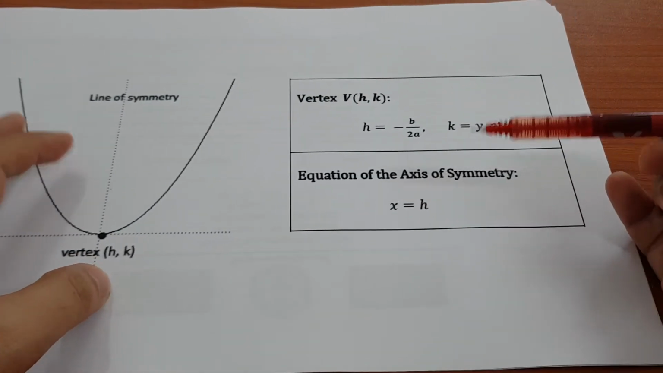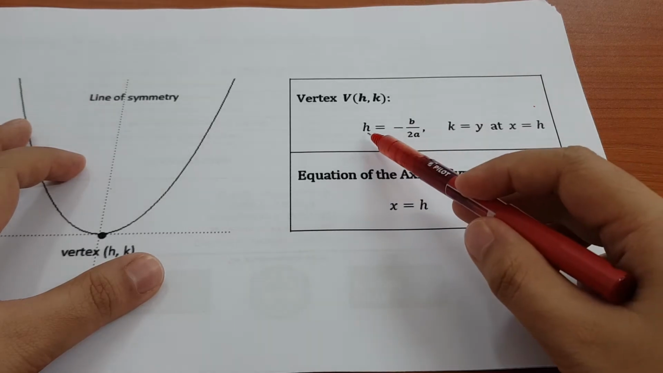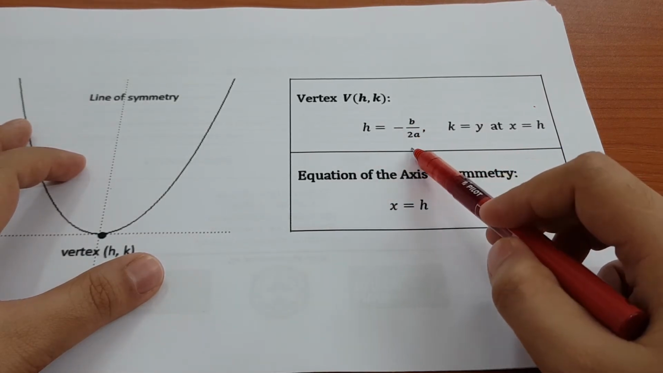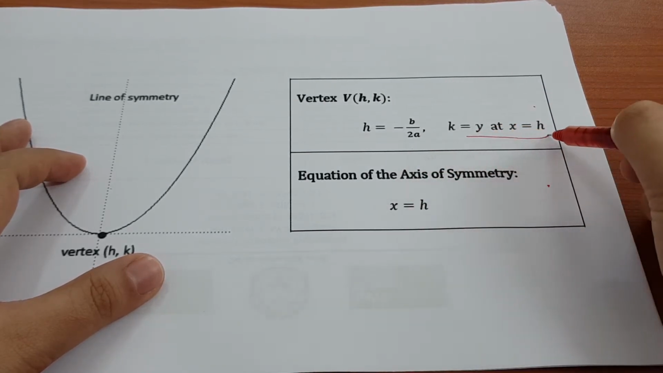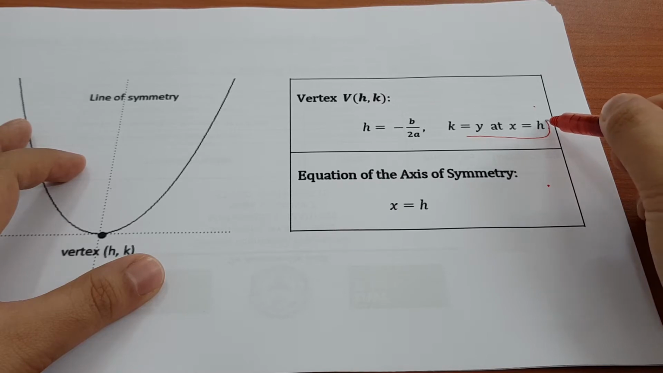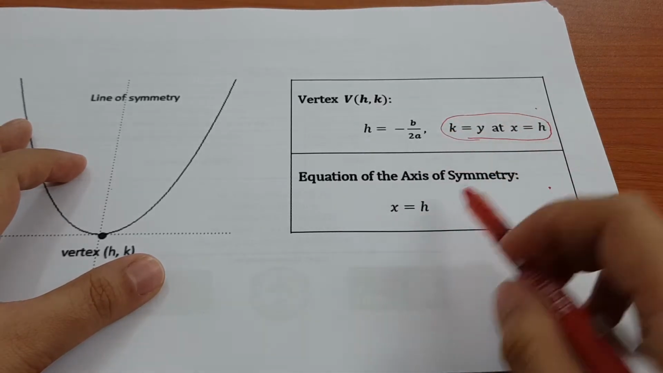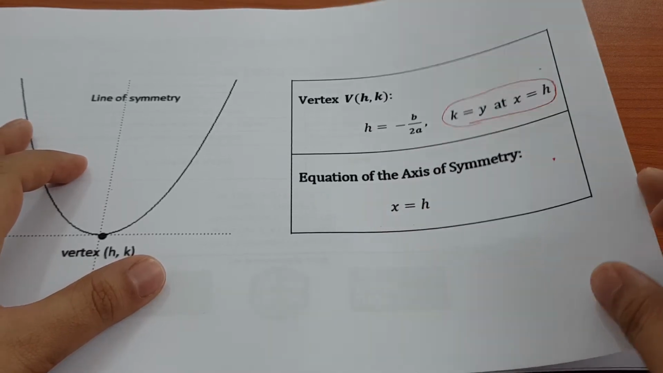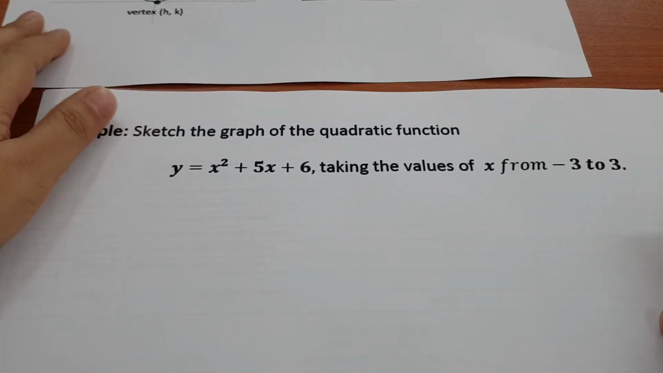So in graphing, we need to identify the vertex and the equation of the axis of symmetry. To find the vertex, to find h, it will just be equal to minus b over 2a. And then to find k, we will solve the value of k from the given quadratic function. And then your axis of symmetry is x equals h. Okay, let's apply this. Let's have our first example.